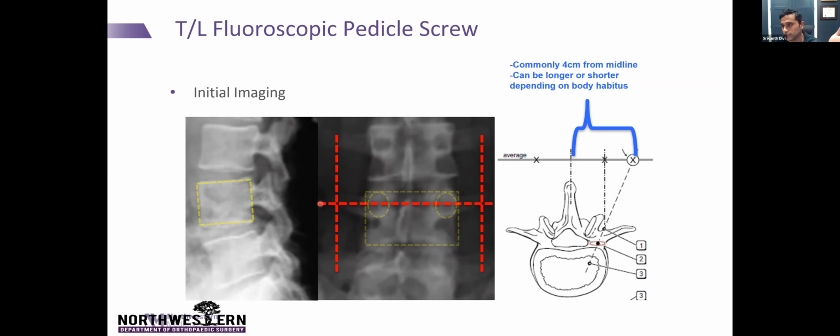Then, depending on what levels you're instrumenting, I usually mark out 2 centimeters lateral to that. But again, with people of larger body habitus, you might need to be 3 centimeters or more from the lateral border of the pedicle, which is generally 4 centimeters or more from the midline.